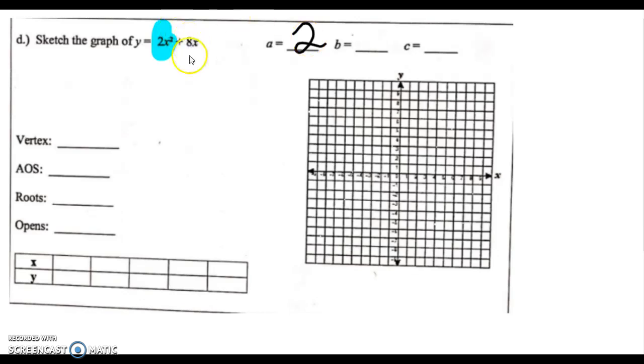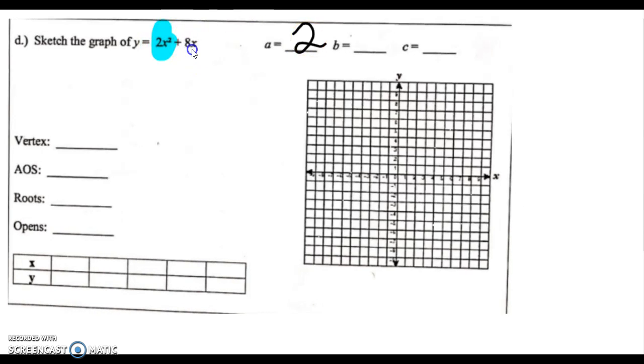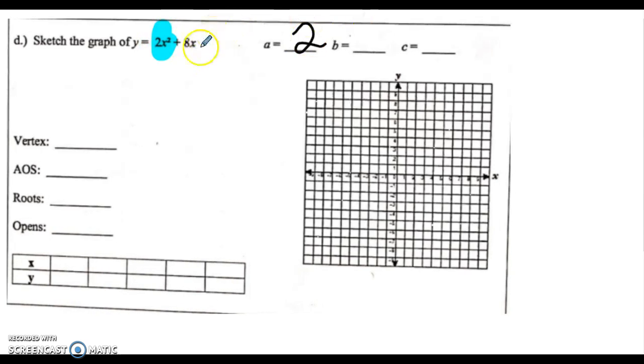My B always lives right in front of my x. So in this case, it's going to be 8. And then my C is always the constant that's off by itself. Well, in this case, what's there? Nothing. So we're going to go to Desmos and just kind of look and see what that looks like.